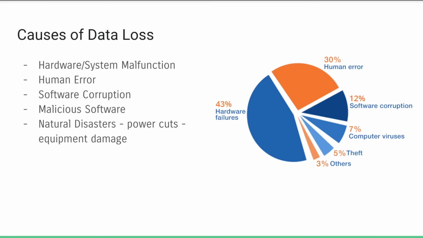Software corruption. For some reason or the other, something goes wrong with the software, and that software unintentionally turns the data into something that can no longer be read, processed, or salvaged. Malicious software, these could be viruses or any sort of piece of software that is meant to destroy or steal data. And natural disasters, power cuts probably being the most common, or damage to hardware, damage to equipment, right?